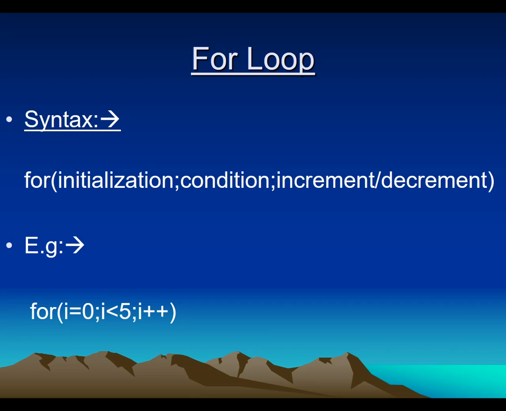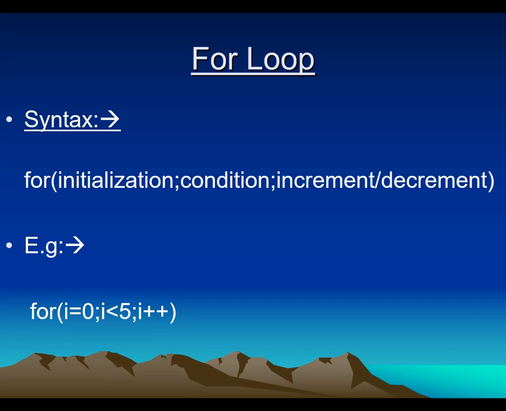So now we are starting with another type of looping control structure in C, that is the for loop. This is very important in the entire subject, so please listen to every word very carefully. For is another type of looping control structure which is available in C, and it is common in almost all the programming languages.